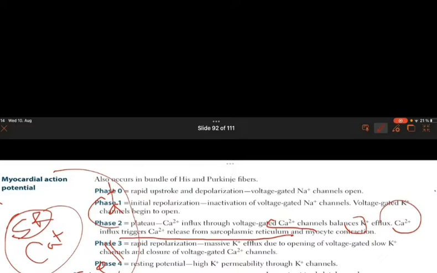When the amount of calcium increases in the cell, you have more calcium. This will trigger the release of calcium from the sarcoplasmic reticulum. And so you have more intracellular calcium, and this will lead to contraction, of course. So the calcium itself will trigger the calcium release from the sarcoplasmic reticulum, and the myocyte contracts. Now we have what we need.